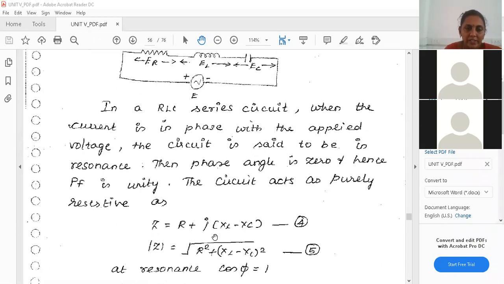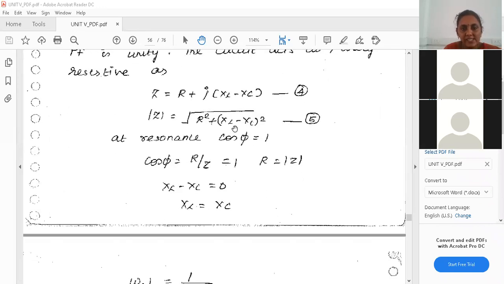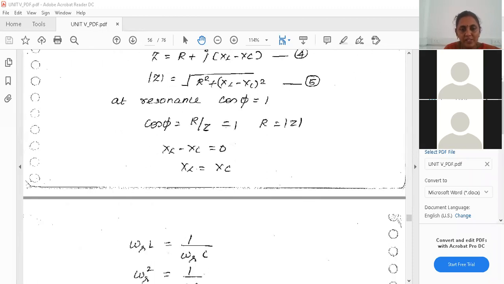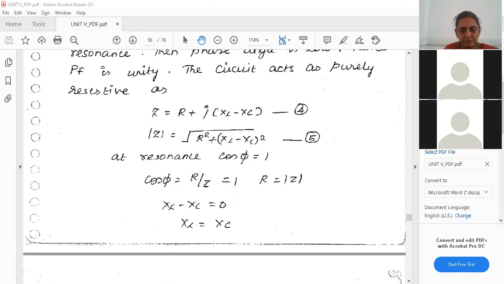For the circuit, I can write the equation Z is equal to square root of R square plus XL minus XC the whole square. And what do we know? We know for series resonance, cos phi is equal to 1. If cos phi is equal to 1, R by Z is equal to 1 and R is equal to Z. This is the main condition. And XL is equal to XC.